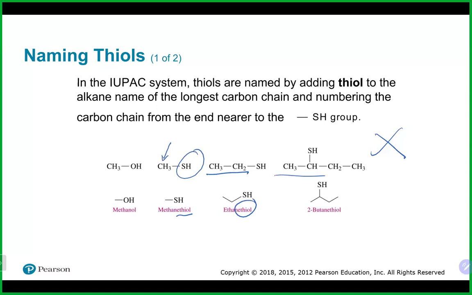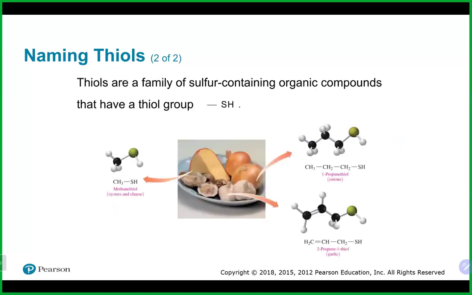Longest carbon chain here is 4, which is butane. And that thiol group's on number 2, which is kind of like an alcohol to give the location. And that would be 2-butane thiol, or butane thiol. So you don't have to worry about naming. You do have to worry about the functional group of it. And you do need to worry about the reaction that it could undergo.